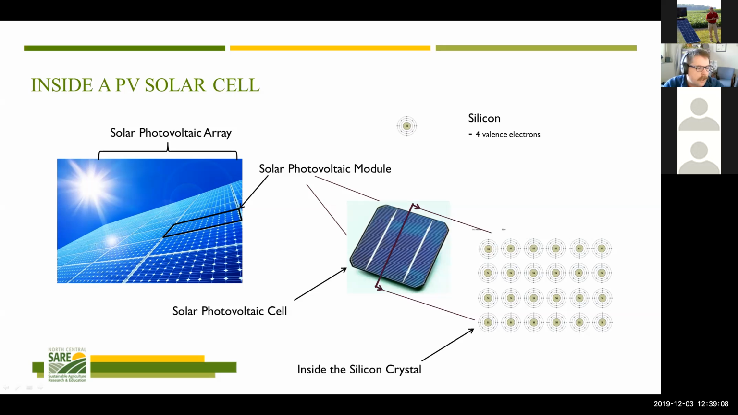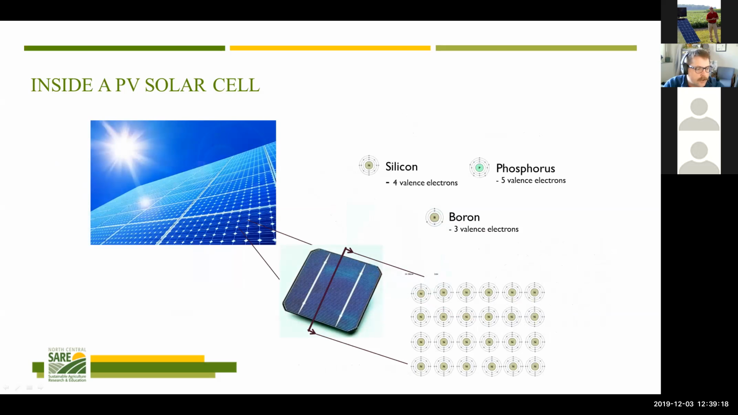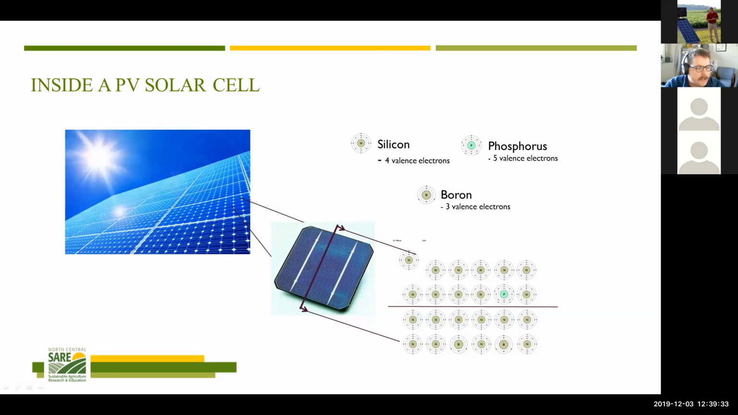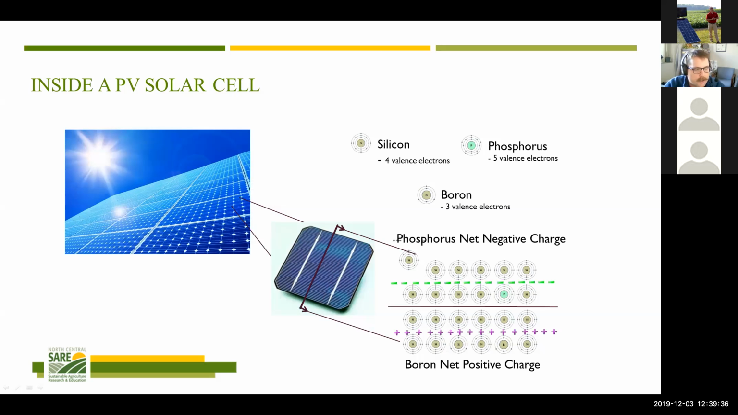Inside that solar cell is a silicon crystal. There are a few other types of chemistries out there, but silicon is still the most predominant one. And inside that silicon crystal, we're going to create an electric field so that the electrons can go in the proper direction. And we do that with just simple impurities of phosphorus and boron. So we're going to put phosphorus in one layer and boron in another layer. And that creates a negative side and a positive side.